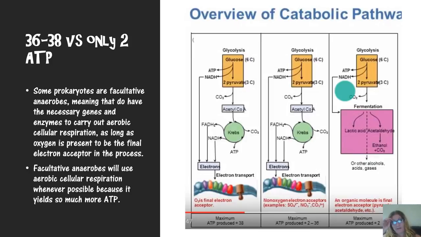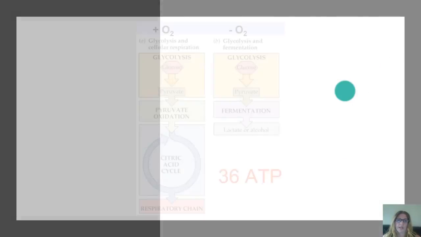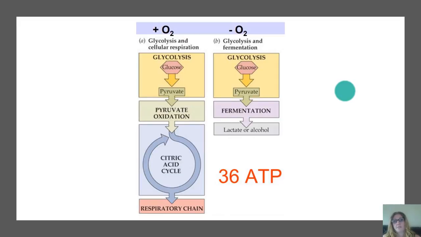So some prokaryotes are facultative aerobes, meaning that they have the genes and enzymes necessary to carry out aerobic cellular respiration as long as oxygen is present to be the final electron acceptor in the process. Facultative anaerobes will use aerobic cellular respiration whenever possible because it yields so much more ATP in most cases. If I just look at glycolysis and cellular respiration versus glycolysis and fermentation, there's a big difference. You're looking at 2 ATP versus 36 ATP.